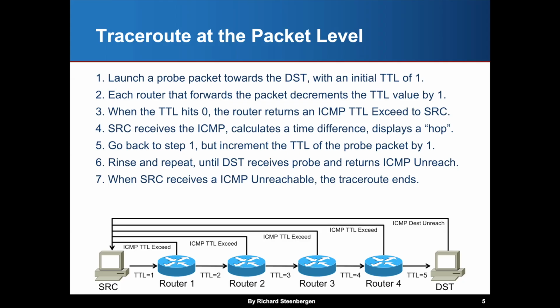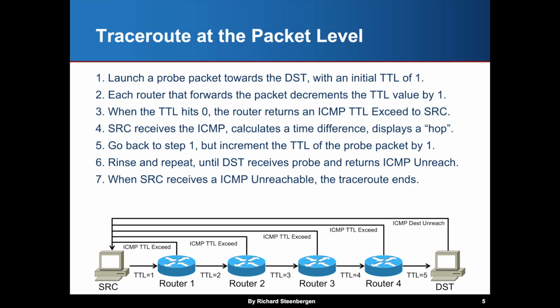But here's what this looks like at a packet level. So the first thing we do is we launch a probe packet towards the destination. We set our TTL, our time to live, value at 1. And every router that forwards the packet, by definition of how routing works, will decrement the TTL by 1. And then when the TTL hits 0, the router drops the packet and it returns an ICMP TTL exceeded, is the name of the protocol type. And it sends it back to the source that sent the packet.